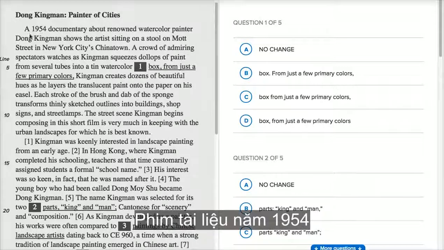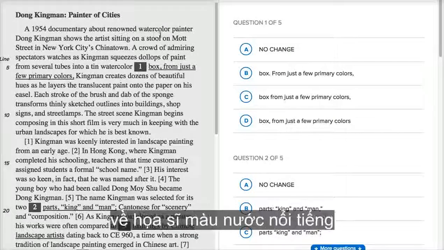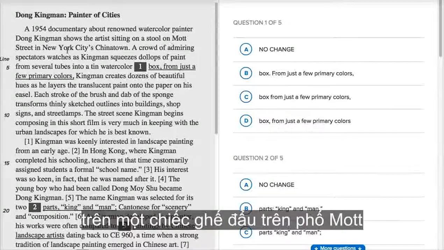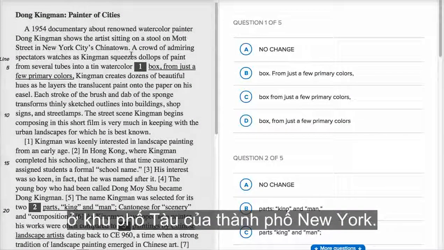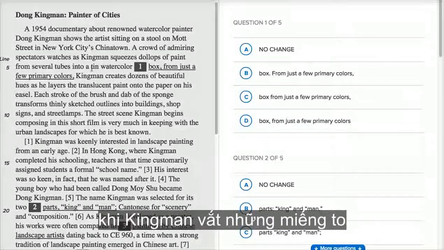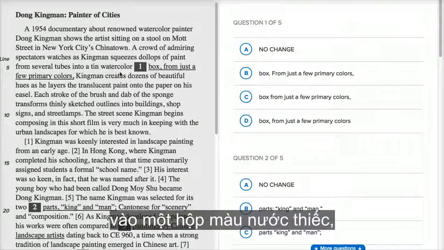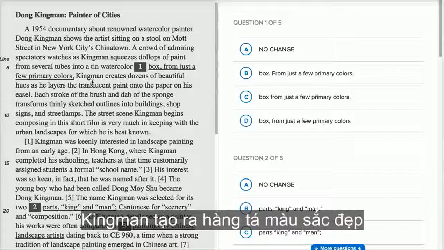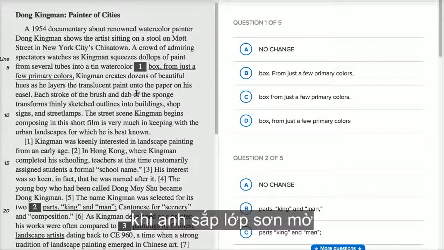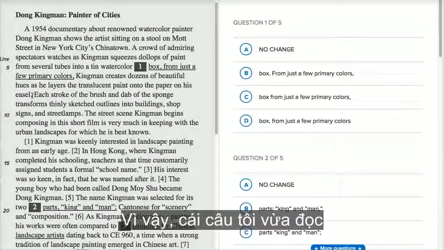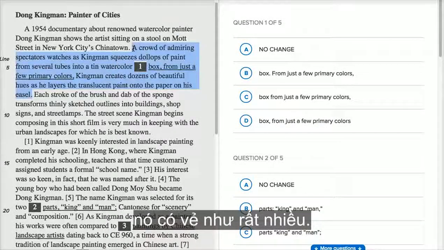In a 1954 documentary about renowned watercolor painter Dong Kingman shows the artist sitting on a stool on Mott Street in New York City's Chinatown. A crowd of admiring spectators watches as Kingman squeezes dollops of paint from several tubes into a tin watercolor box. From just a few primary colors, Kingman creates dozens of beautiful hues as he layers the translucent paint onto the paper on his easel. So that sentence I just read, that felt like a lot.